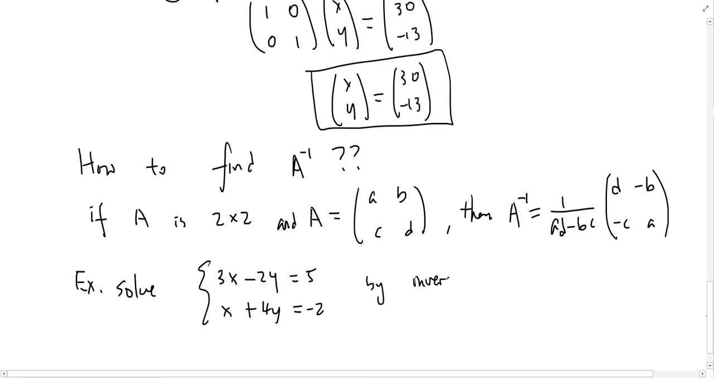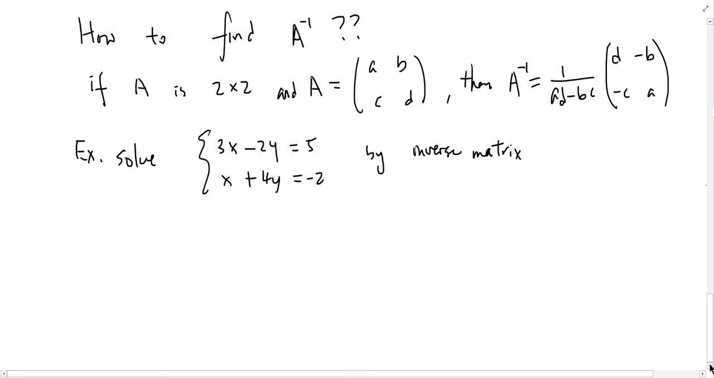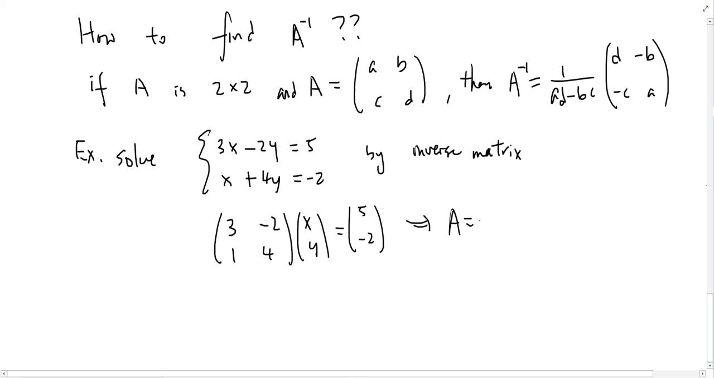By inverse matrix. So in here, the basic idea is I'm going to rewrite that in matrix form. It seems to me that matrix A in this case is 3, negative 2, 1, 4. So therefore, this is my A, this is my B, this is my C, this is my D. Now all I have to do is form the inverse.